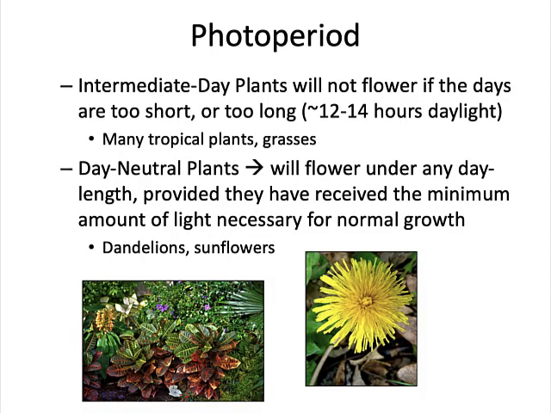Intermediate day plants will not flower if the days are too short or too long. So they need about 12 to 14 hours of daylight every day. Because of that, we often see these down by the equator. Many tropical species, including grasses.